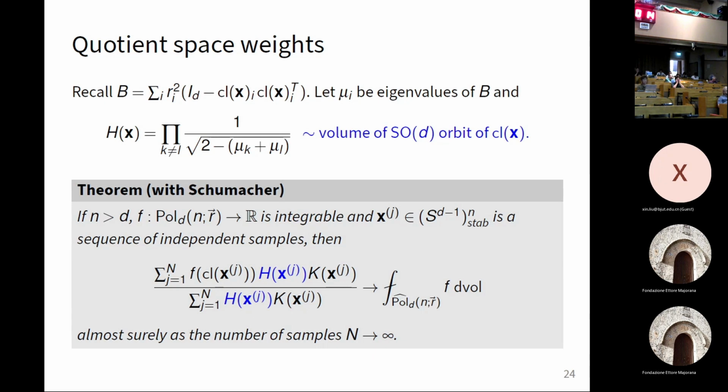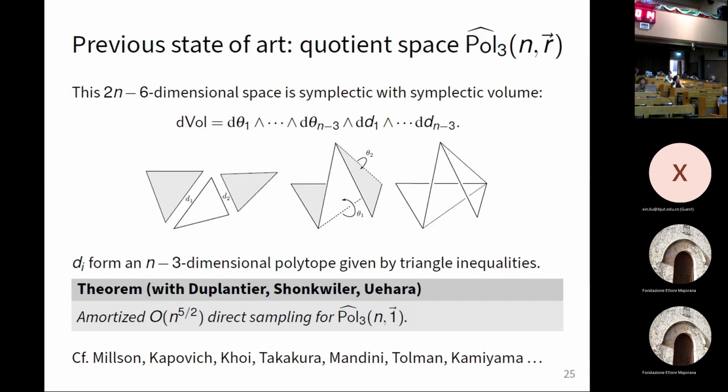But if you do that and you construct this combination of eigenvalues, then you get a new set of weights. And with respect to these new weights, the reweighted sample mean converges to the integral over the quotient space, again, almost surely. So Clay and I, along with Bertrand Duplantier and Erica Uehara, worked out an algorithm for sampling the quotient space in three dimensions. This is an extremely well-studied space.